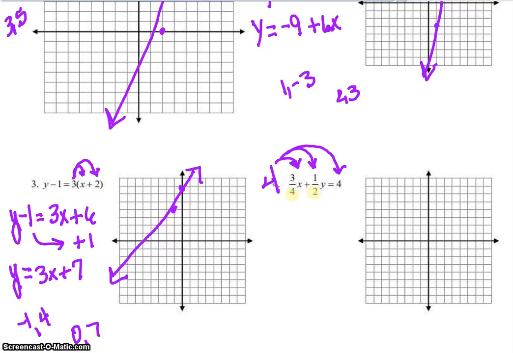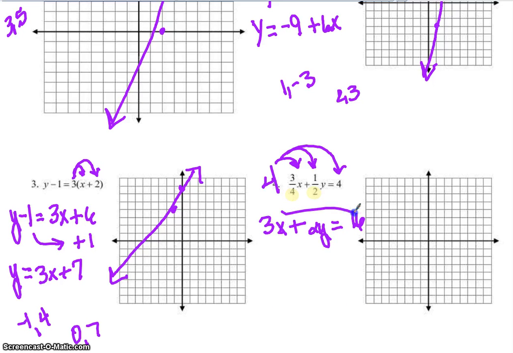So you can use your calculator. 4 times 3/4. You would just do 4 times 3 divided by 4. And you're going to get 3x. Plus, use your calculator, 4 times 1/2. And you're going to get 2y. Equals, now don't forget to do this, 4 times 4, which is 16.